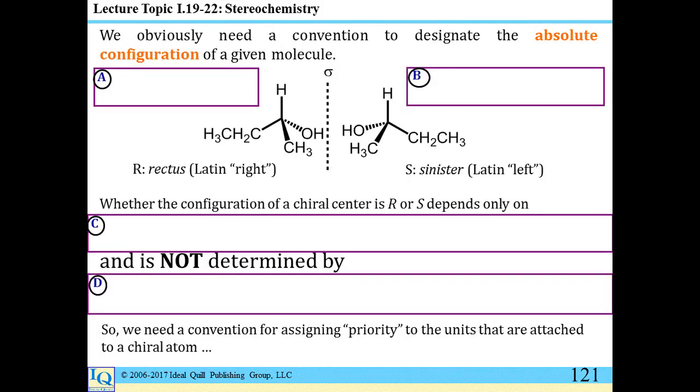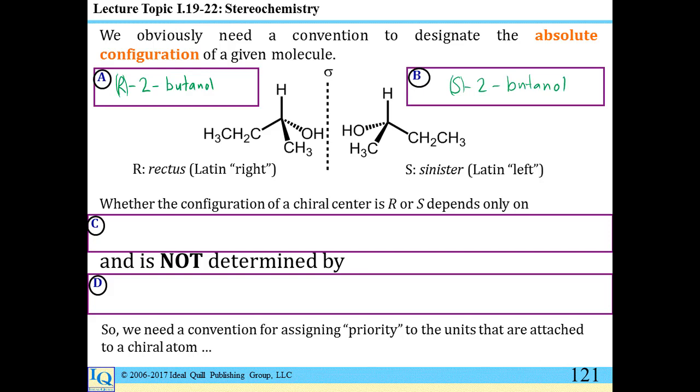Given the importance of being able to determine the concentrations of different enantiomers, we obviously need a convention to designate the absolute configuration of a molecule in the name. These two molecules are identical in terms of their constitution, however, the configurations are different. We use the prefixes R and S, R standing for rectus and S standing for sinister. We would name these molecules R-2-butanol and S-2-butanol.